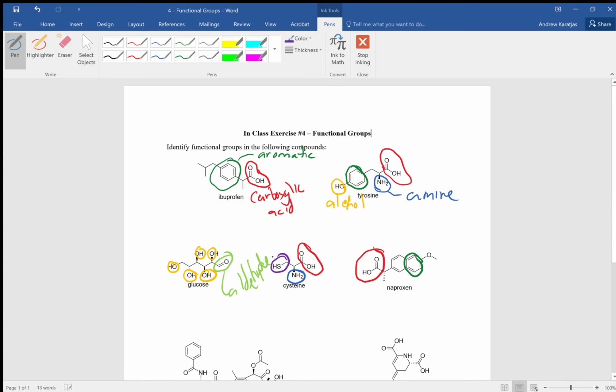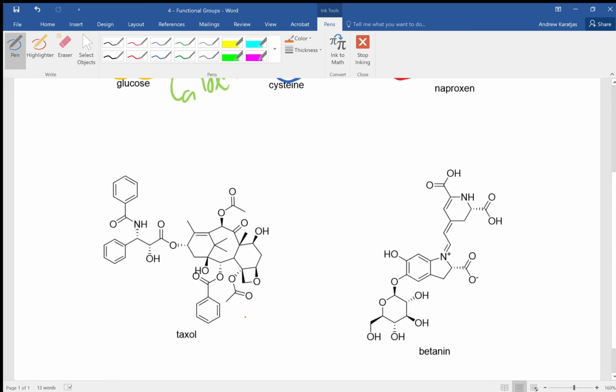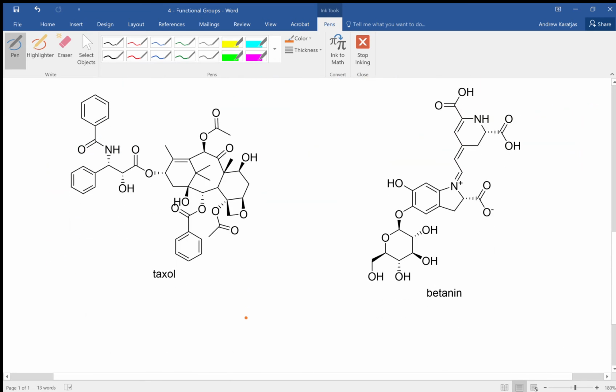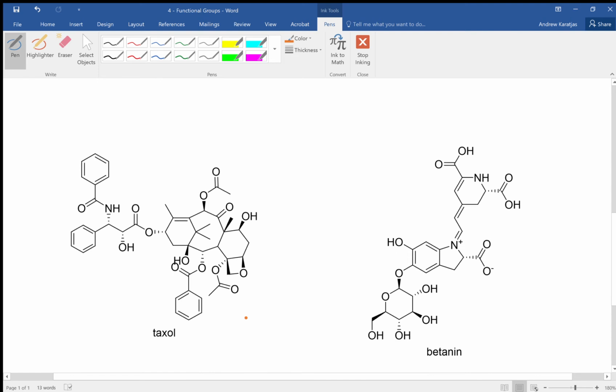Cysteine has an SH group here, bonded to an R group. That's the thiol. And finally, we have an oxygen here in naproxen bonded to two R groups, which is an ether. Then we've got two more compounds down here to look at. Taxol, which we've talked about before, and betanin, which is actually the compound that's responsible for giving beets their color.